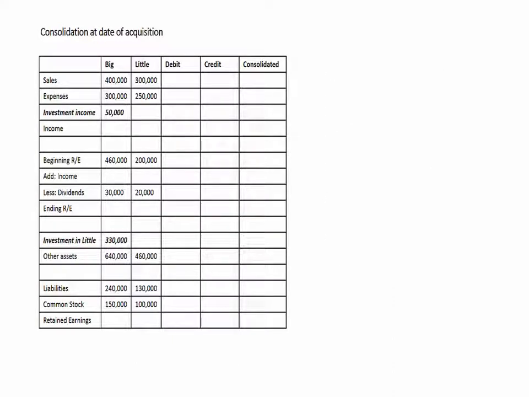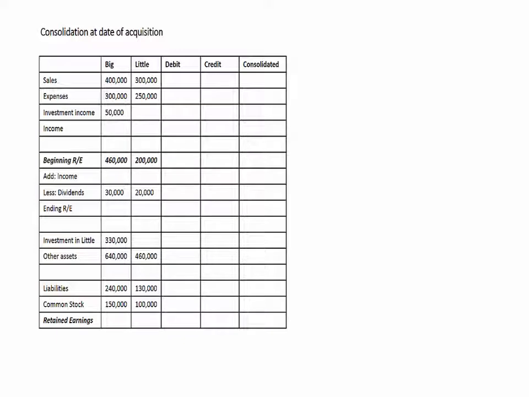Now, let's see how the numbers fit in here. I've put in bold here the investment income, which, again, was the result of our equity method entries reporting our share of Little's income. And we have our investment in Little with the balance of $330,000.